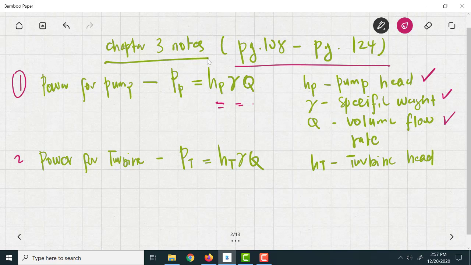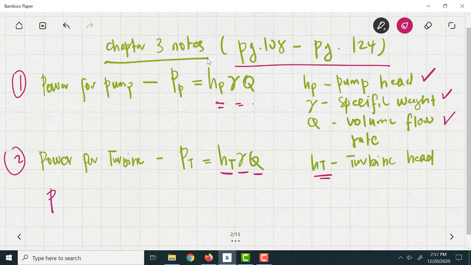And the same equation applies for power for a turbine, just change HP to HT. So PT, power for turbine, equals HT gamma Q, where HT is the turbine head. Where do we find HP and HT? They actually come from the energy equation.